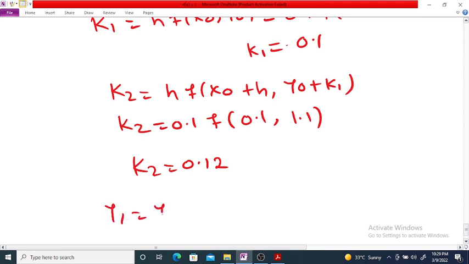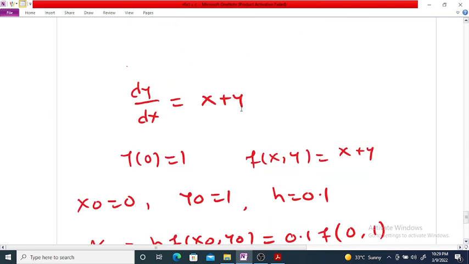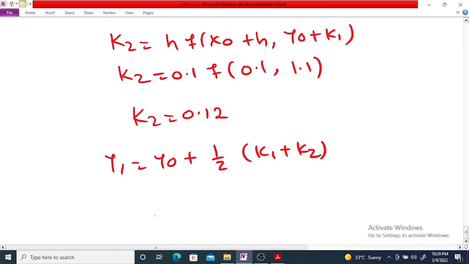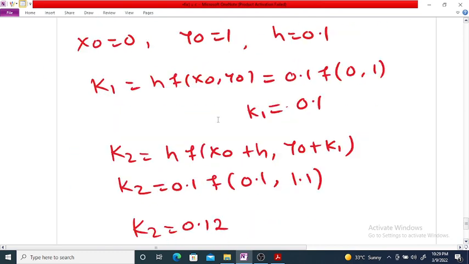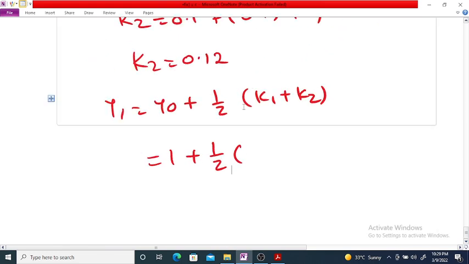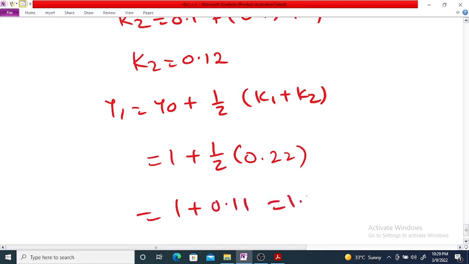And what is y1? y1 is equal to y0 plus 1 by 2 of k1 plus k2. So y1 is equal to 1 plus 1 by 2, k1 is 0.1, k2 is 0.12, so it is 0.22. And if we halve it, it is 1 plus 0.11. So this is 1.11. So the correct option is 1.11.